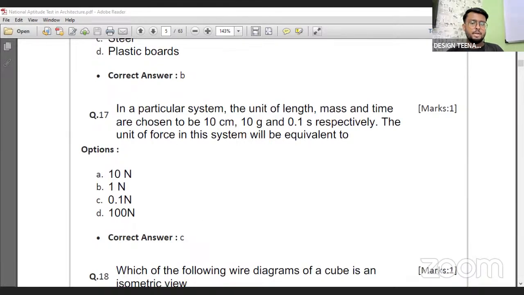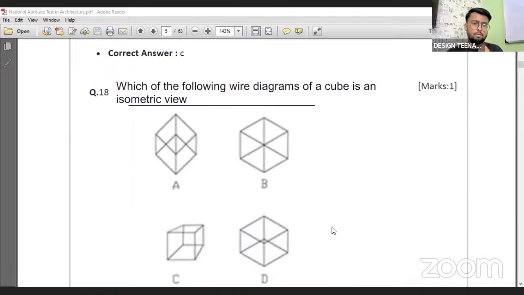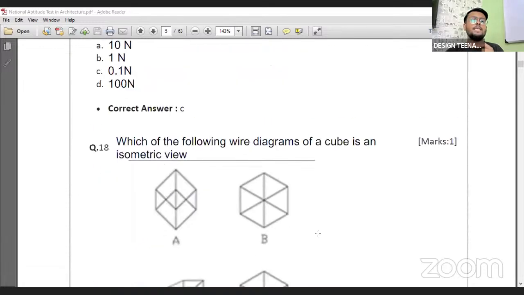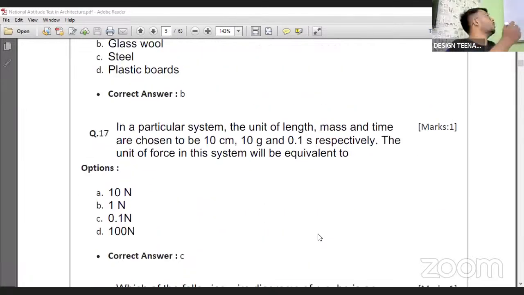Now, question number 18 is, which of the following diagrams is a cube in an isometric view? And after that, in a three-dimensional figure starts. So 7 questions from physics, total 17. 7 questions of 1 mark each. So total 17 marks is there from your PCM.